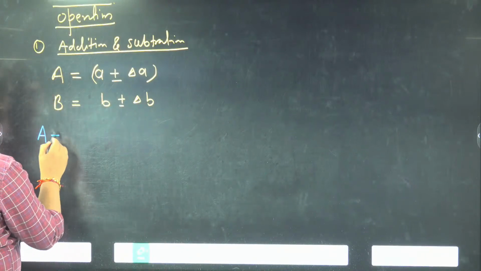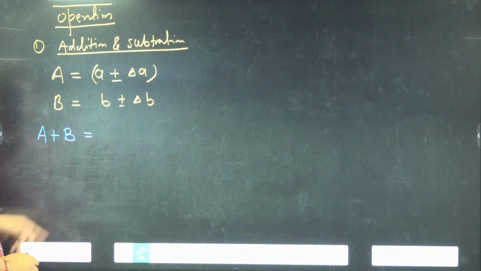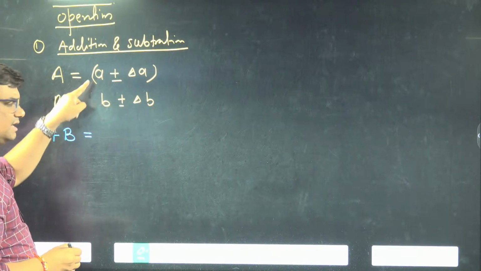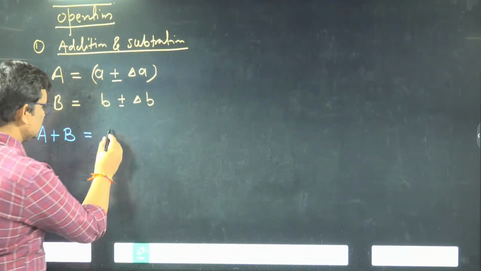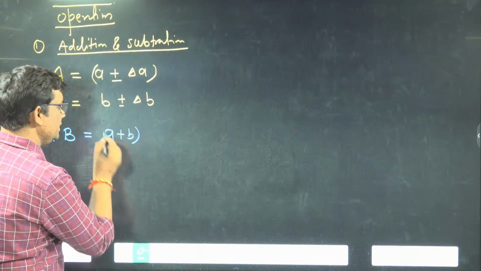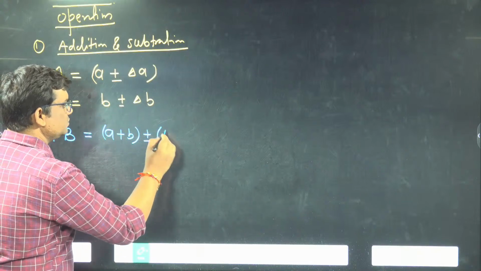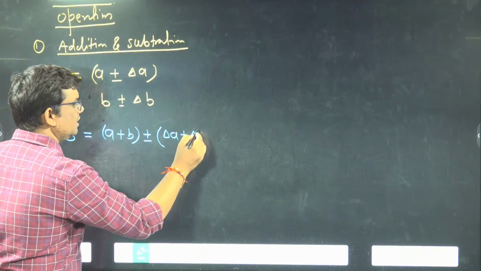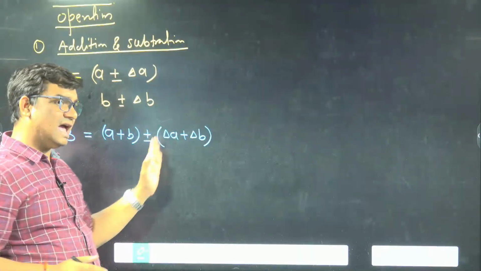So what you can do, A plus B directly, you can add the magnitude here. So we can say what will be this one, A plus B, and here plus minus will be common, so error will be delta A plus delta B. So here errors are added.